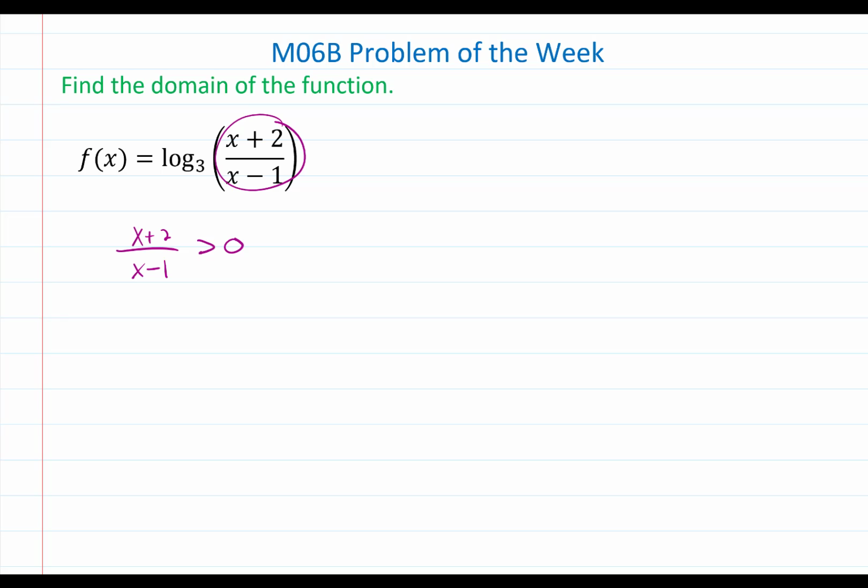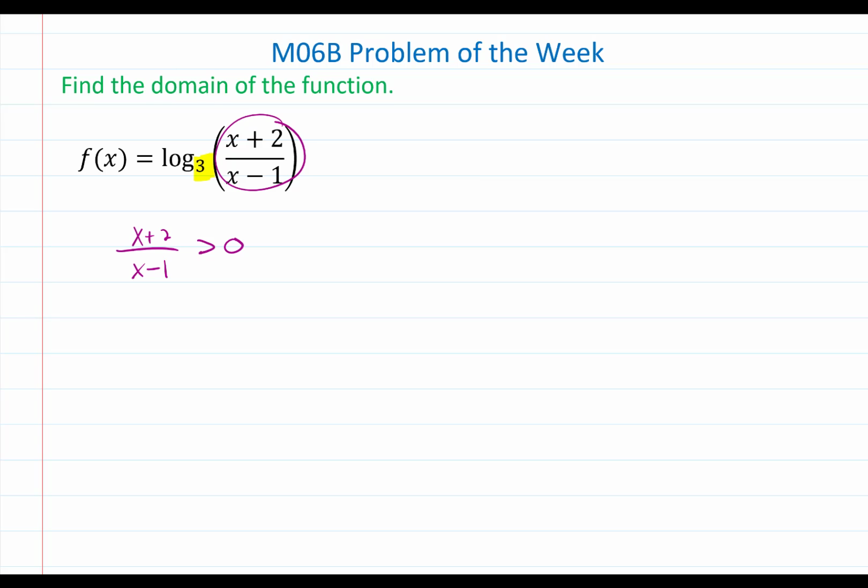Now, the challenge becomes that you have a rational inequality, so you're being asked to solve a rational inequality, and the solution to that rational inequality is then going to be the domain of this function. Notice that at no time did the base of 3 ever play a role in this. It all has to do with what's inside the parentheses. You set it greater than 0 and you solve the inequality.